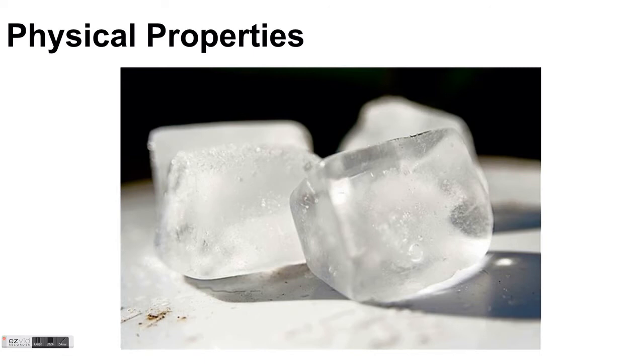The object above has the following physical properties. It has a mass of 25 grams, a volume of 25 milliliters, a density of 1 gram per milliliter. It's clear, it's slippery, it's odorless, it melts at 0 degrees, it boils at 100 degrees, and it's not malleable and only has a small amount of luster.